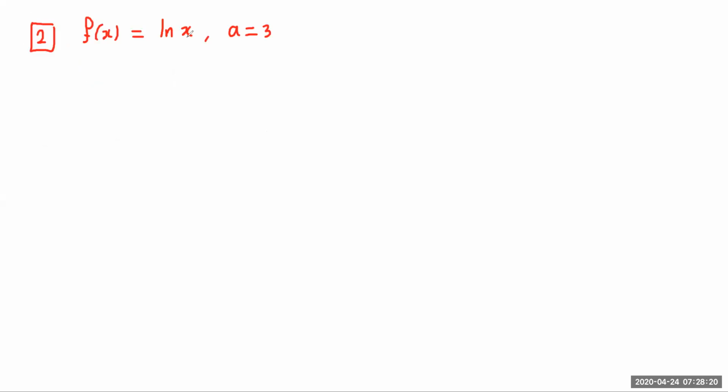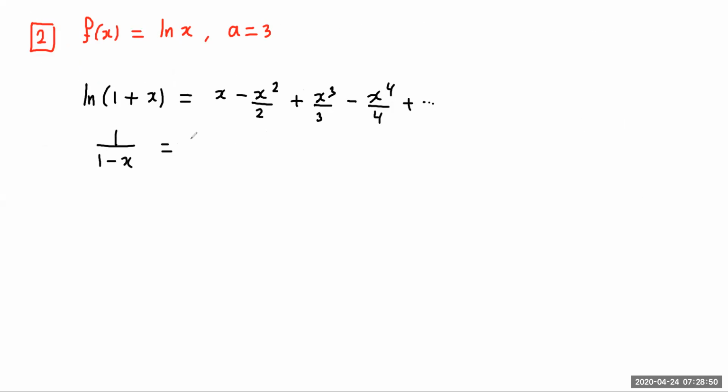The next exercise, ln x. We know that ln(1 plus x) is given by x minus x power 2 over 2 plus x power 3 over 3 minus x power 4 over 4 plus etc. How to remember this? We know that 1 over 1 minus x is 1 plus x plus x power 2 plus x power 3 plus etc. This is correct if x is between minus 1 and 1.